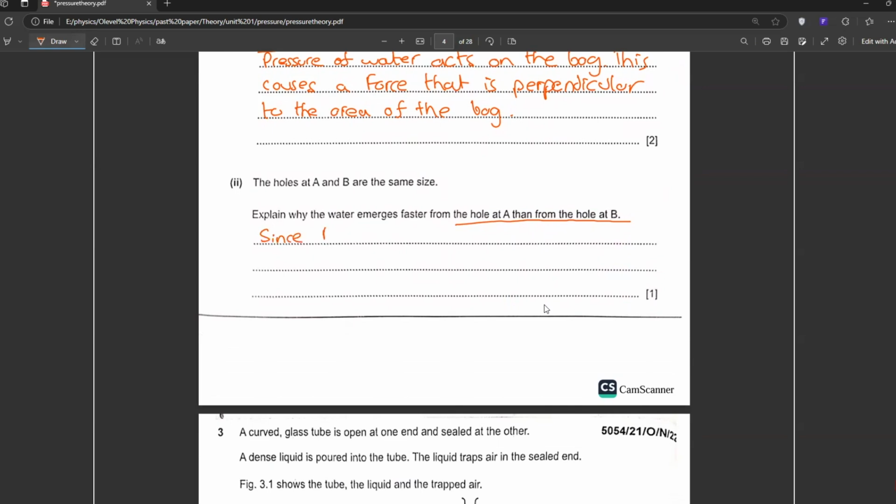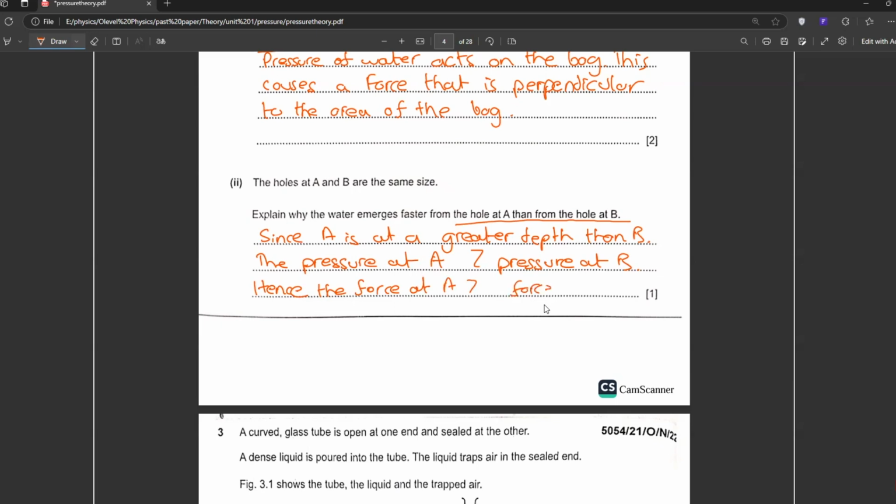Since A is at a greater depth than B, the pressure at A is greater than the pressure at B. Hence, the force at A is also greater than the force at B, causing water to emerge faster from point A. Let's move on to the next question.